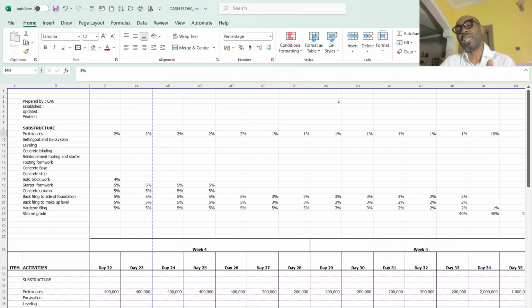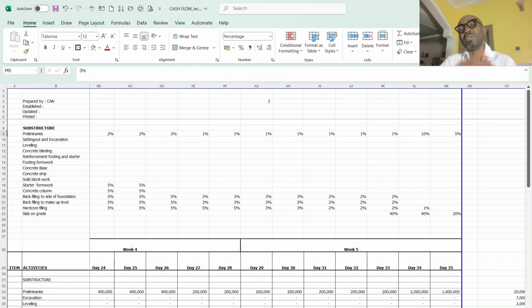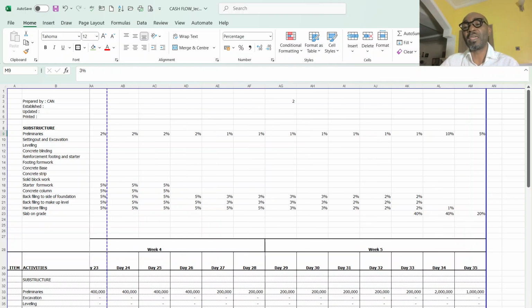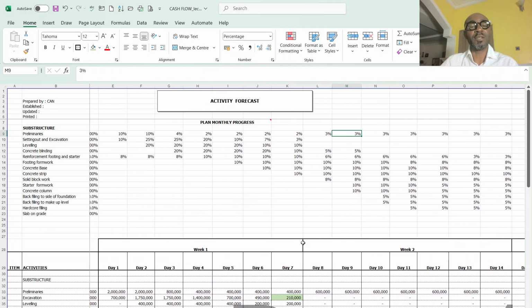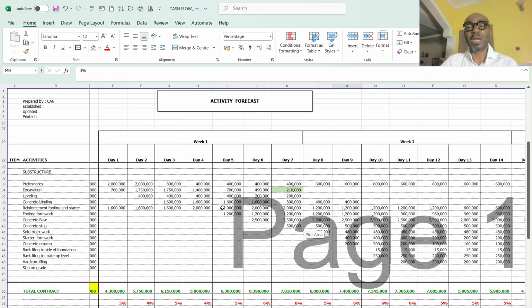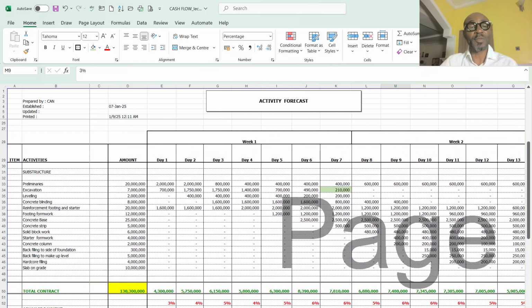Then once you get to the end, because you are demobilizing, you need a lot of trucks to move your equipment out of the site. There's a 10% and a 5%. So this is the same percentage I use now to allocate these figures, the figures I have here.